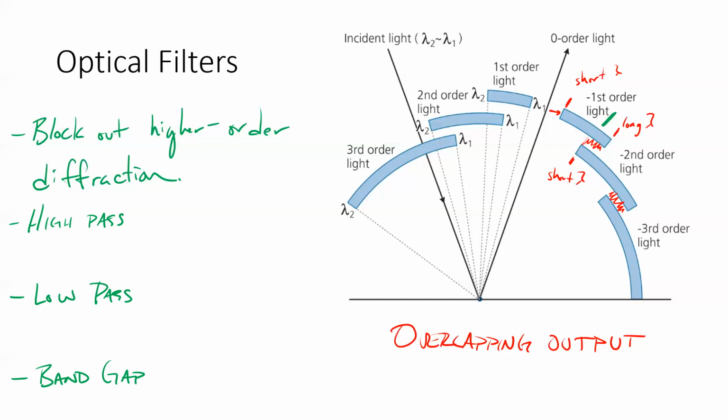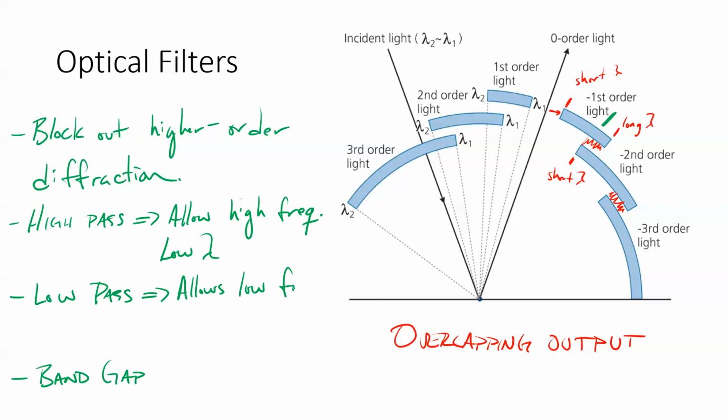If we have a high pass filter, anytime we talk about filters, we're always talking about frequency. So we have to shift our mindset from wavelength to frequency. High frequency, low wavelength. So a high pass filter allows high frequencies through, and high frequencies is low wavelength. The low pass is exactly the opposite. It allows lower frequencies, that corresponds to higher wavelengths. And if we have a band gap, well, there's band gap and band pass, actually. A band gap is where a single frequency is blocked.